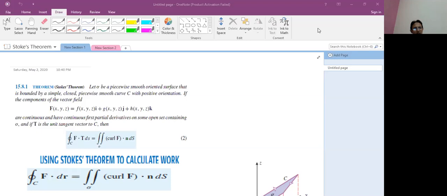Now student, according to Stokes theorem, it is a relationship between the line integral and the surface integral. This will be a line integral and this is a surface integral. As you know, what is n cap?